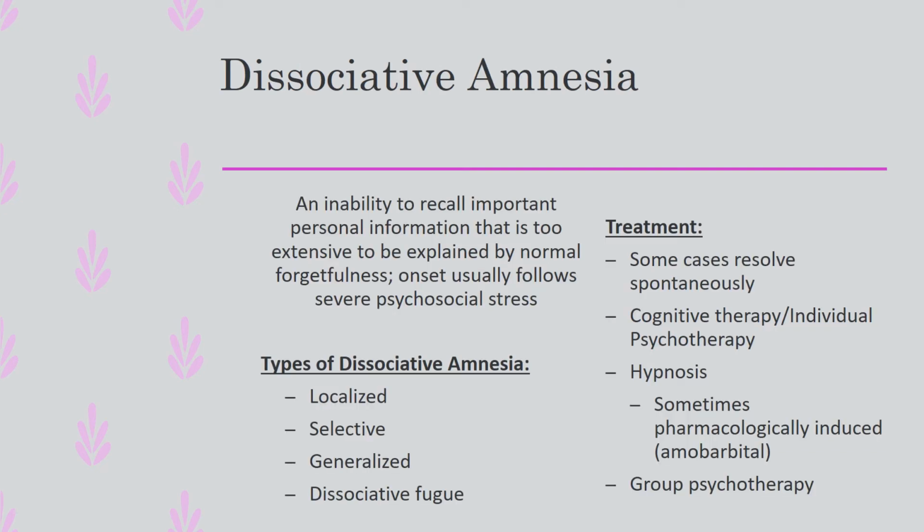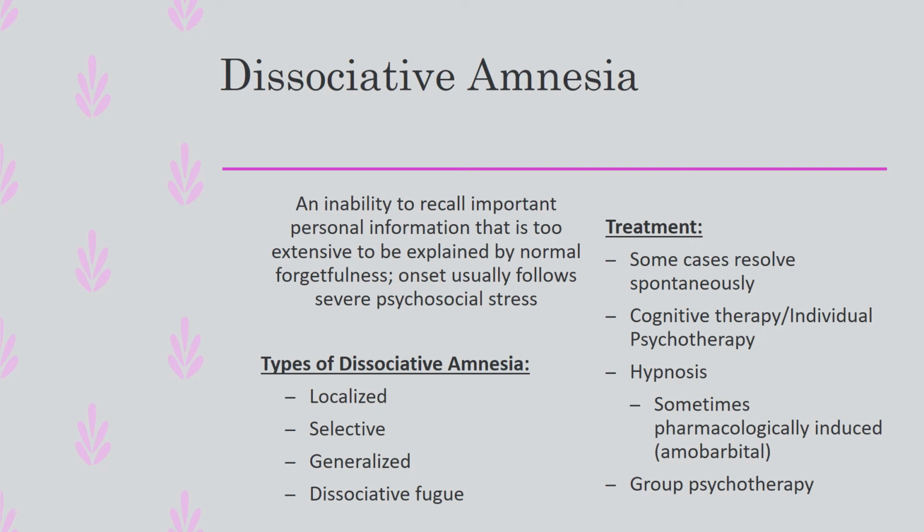The first subgroup of dissociative disorders that we're going to talk about is dissociative amnesia. You may recall that amnesia actually used to be grouped into the same categories with dementia and delirium, but it's been pulled out because it fits more here in this particular section. Overall, amnesia is just an inability to recall personal information that is too extensive to be explained by normal forgetfulness. And usually, again, the onset is followed by some sort of severe psychosocial stressor.